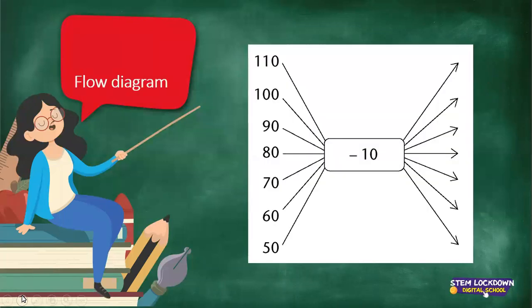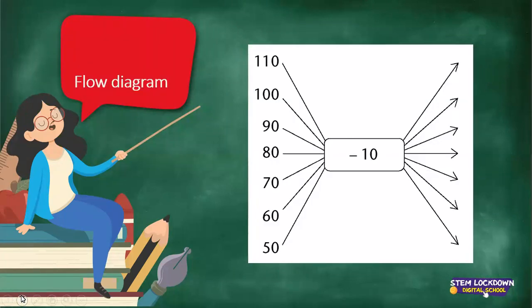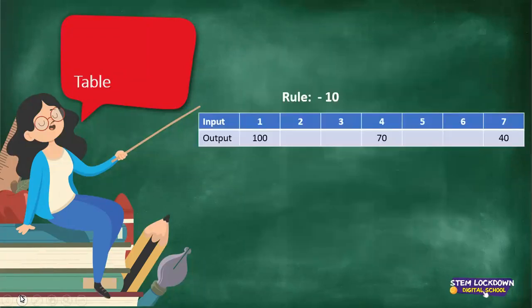So also this will be your homework. In the following flow diagram, a number pattern decreases by 10 in each development. Look at the flow diagram and use a table to record the output. This is your input here. You are given the rule. You are only asked to get the output. That's also your homework. Please do complete that as your homework. You just complete the table.